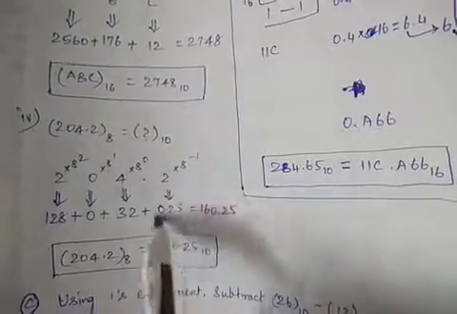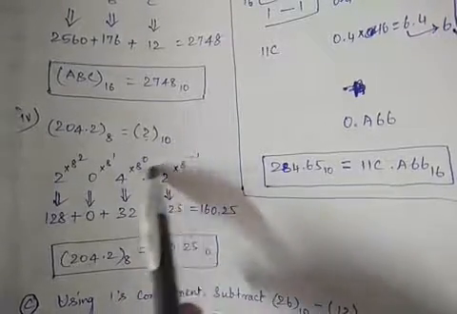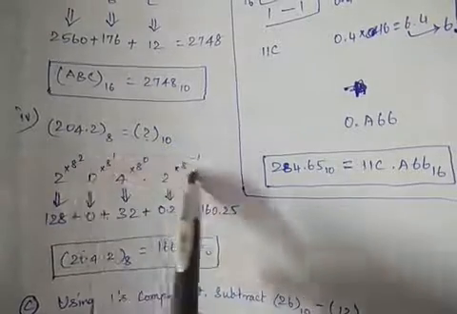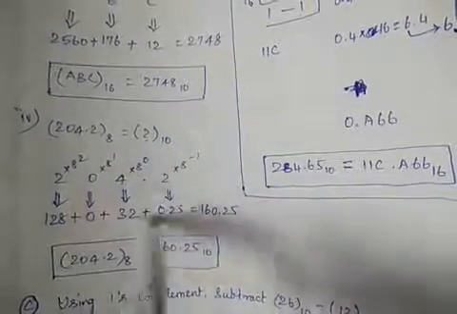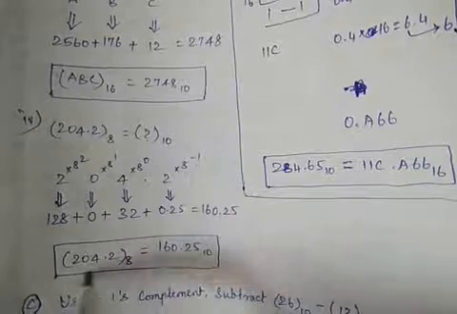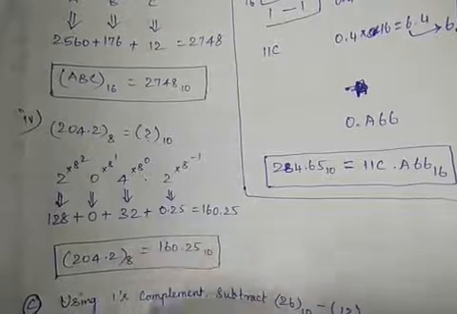The position values are these, because this is the octal number, that's why we are taking powers of 8. Then add all the values. Finally the decimal equivalent of 204.2 is 160.25.